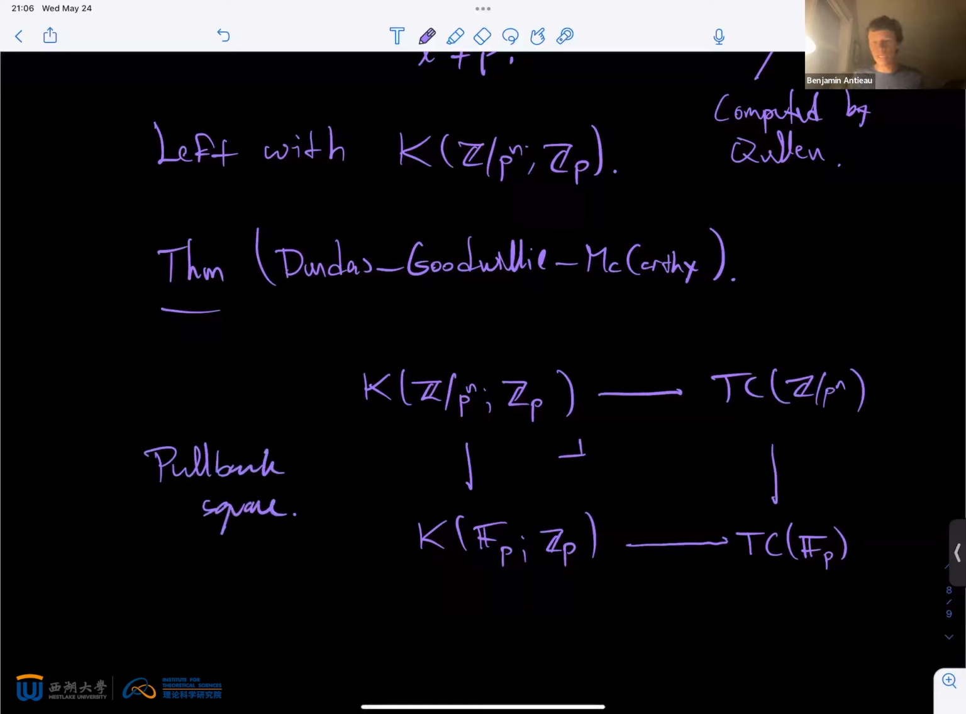What I'm saying is that there's a mystery, there's a new player called TC, which is topological cyclic homology. My understanding is that the previous instantiation of this seminar had quite a bit of information on TC.